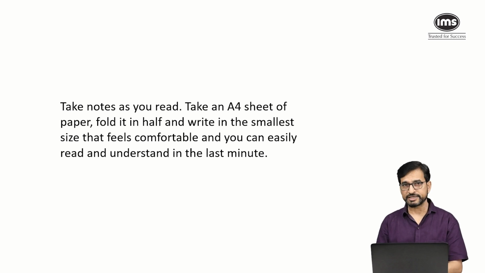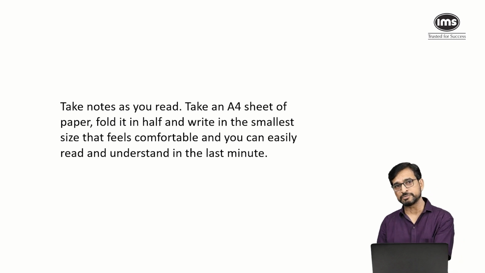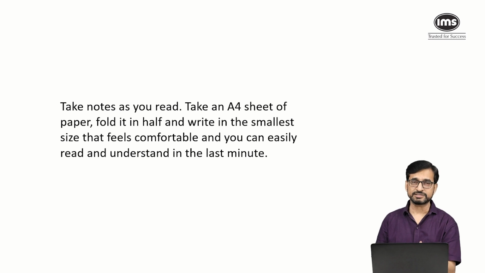Take notes as you read. When I read this information, that the production process includes these four things, take an A4 sheet of paper, fold it in half and write in the smallest size that feels comfortable and you can easily read and understand in the last minute. Take a paper, fold it, and use the right side of the paper to note down the information, whereas the left side should be kept blank, so that any related information from the same topic read somewhere else can be included in that. That's how it works.